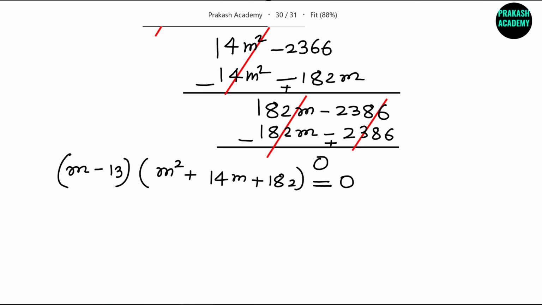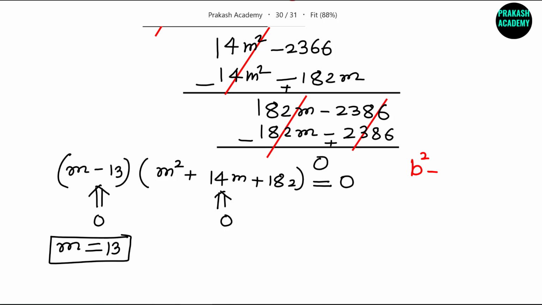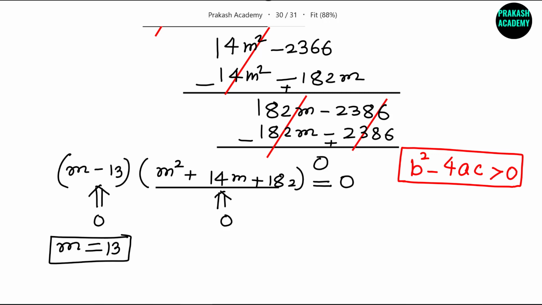Now we have two possibilities: either this term is 0 or this term is 0. If this term is 0, I will have the solution m equals 13. Now for this term, this is a quadratic equation, and for a quadratic equation to have a real root, we need b square minus 4ac greater than or equal to 0. That is called the discriminant. So let us find the discriminant of this expression. This is valid for an equation like ax square plus bx plus c equals 0.